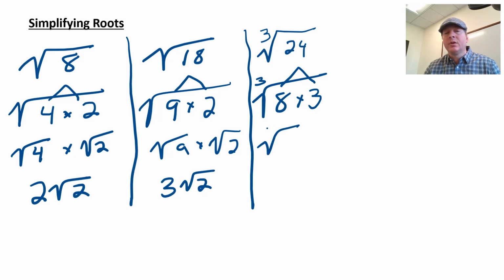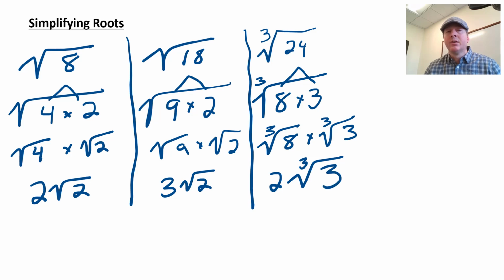Well, that's the same as what? The cube root of 8 times the cube root of 3. Cube root of 8 is 2. Cube root of 3 is the cube root of 3. So the cube root of 24 can be rewritten as 2 times the cube root of 3.